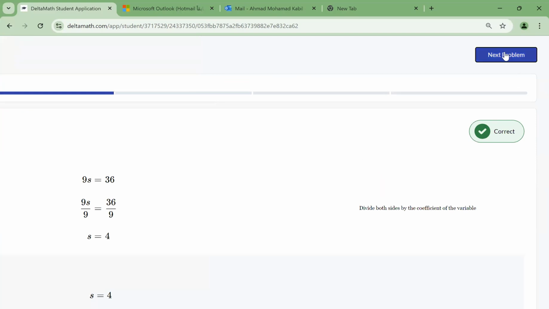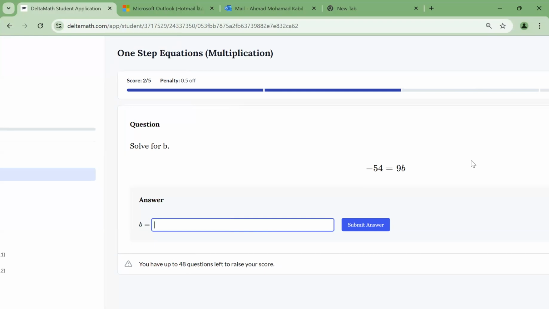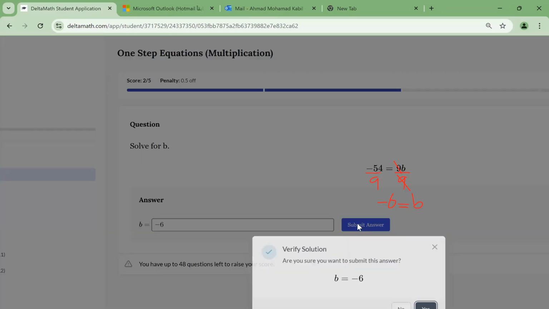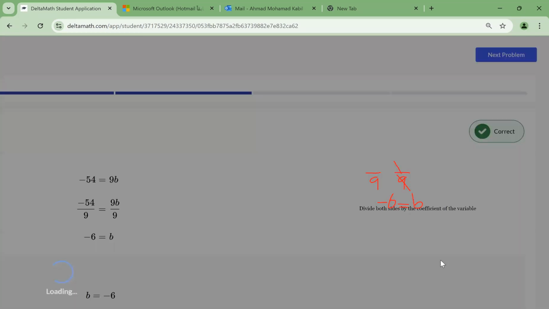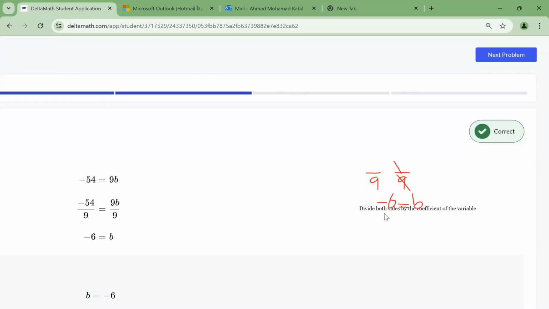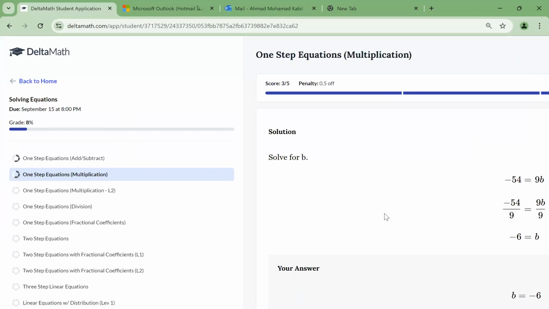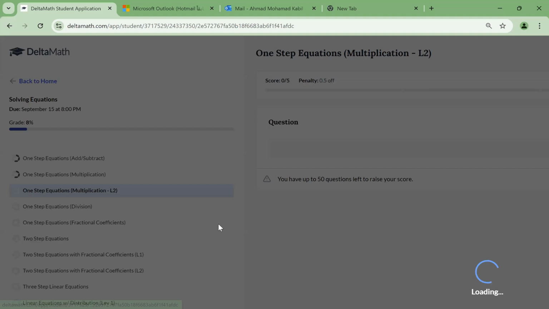Let's do one more. -54 equals 9b. So you can divide both sides by 9. We're dividing by the number next to the variable because we want the variable to be alone. So the 9 cancels out with the 9, and you get b equals -54 over 9, which is -6. So therefore, the correct answer here is b equals -6. And this is correct as well. So let's move to the next exercise.